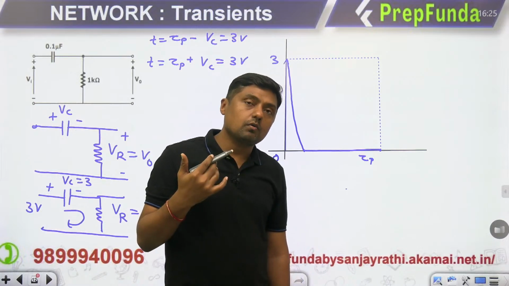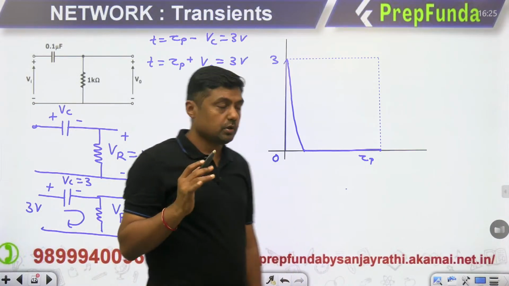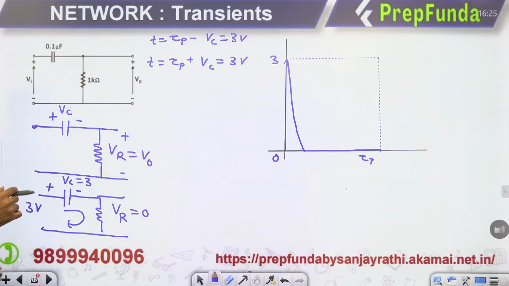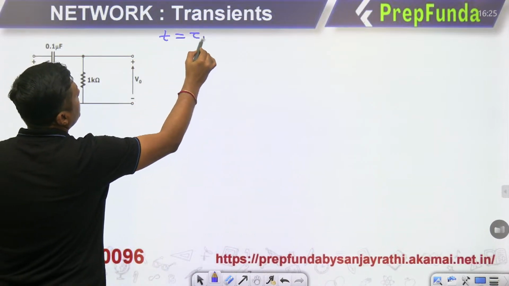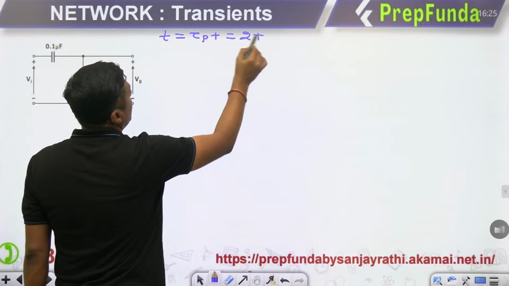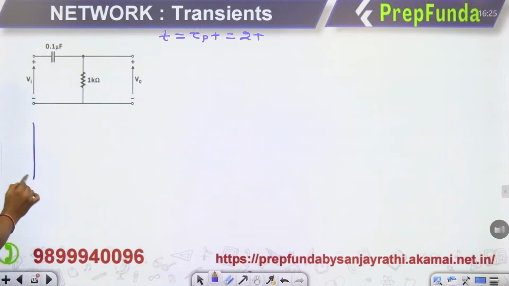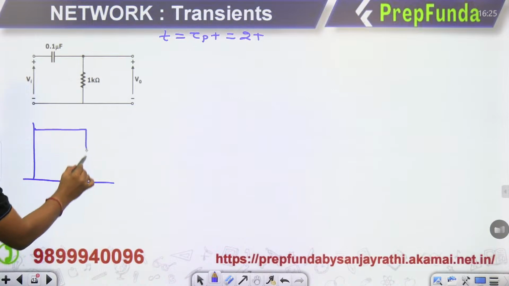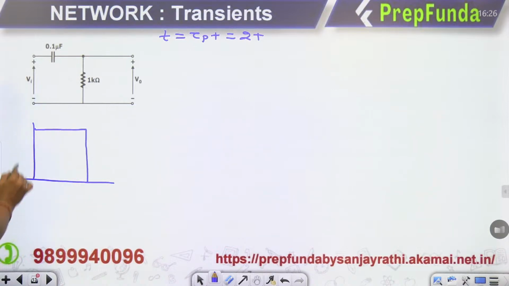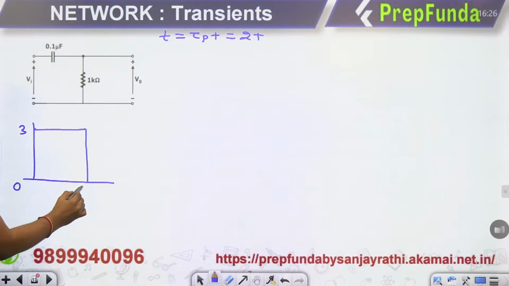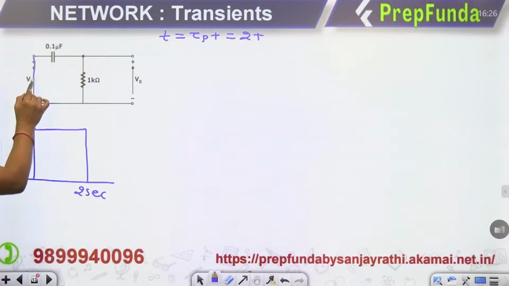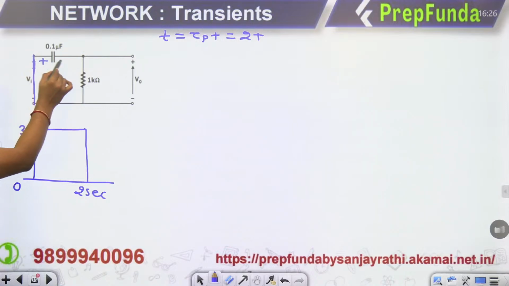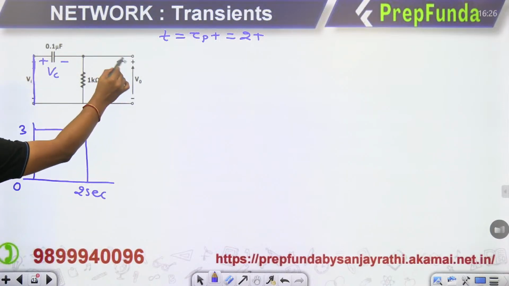But what happened to the input? Input becomes 0. So when the input becomes 0, at tau p plus, that means 2 plus, just after 2 seconds, the input will switch from 3 to 0 volt exactly at 2 seconds. Like this is the input. But what is the voltage across the capacitor? It is 3 volt. Now we can find the voltage across the resistor.